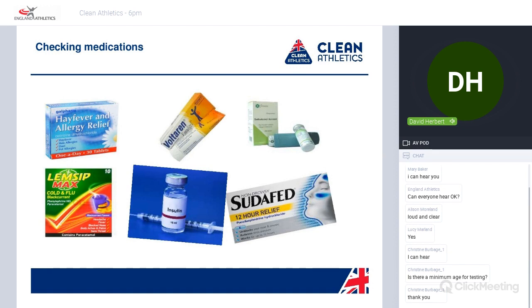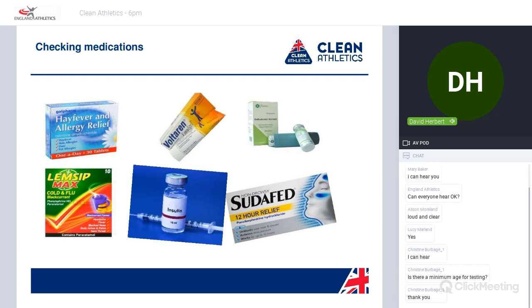The version of Lemsip which is on this slide is the Lemsip Max Cold and Flu. There are different versions of Lemsips. There's quite a long list actually if you look at the different types of Lemsips, and they'll have slightly different ingredients. I will show you a website in the next couple of slides where you can easily check the exact version of Lemsip that you want to use and make sure that it doesn't contain prohibited substances.